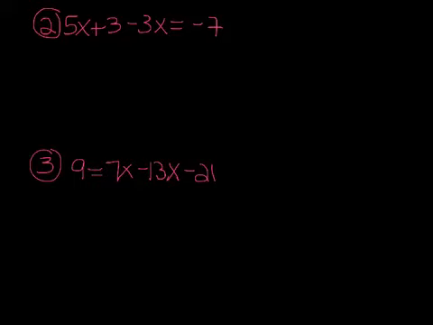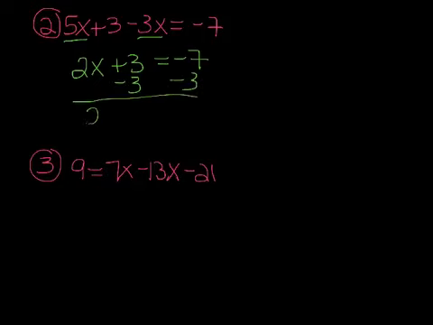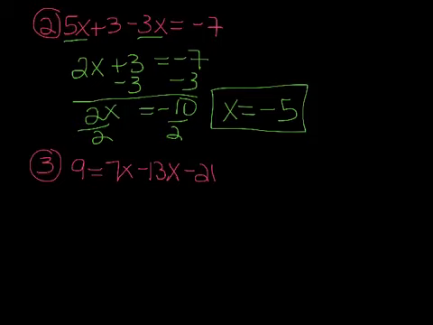Okay, so for number two, our first step is going to be to combine our like terms. 5x minus 3x is going to be 2x. We keep our plus 3 there, and it's equal to negative 7. Then your next step is to subtract 3 from both sides. You get 2x equals negative 10. When you divide both sides by 2, your answer is x equals negative 5.